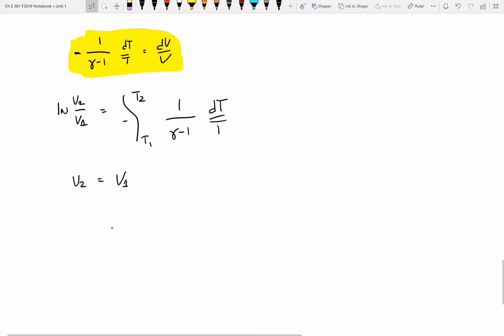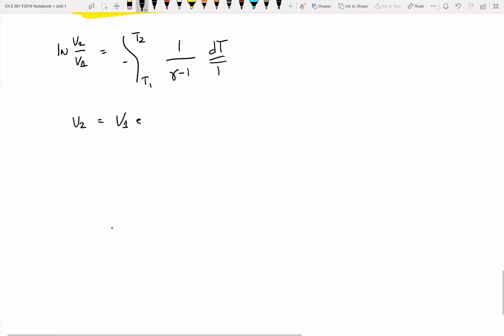Or in final form, it'll be V2 equals V1 times e to the minus integral from T1 to T2 of 1 over gamma minus 1 dt over t, and I'll explicitly put the temperature dependence in there to remind us that there's no pulling that constant out of the integral anymore because it's no longer a constant.